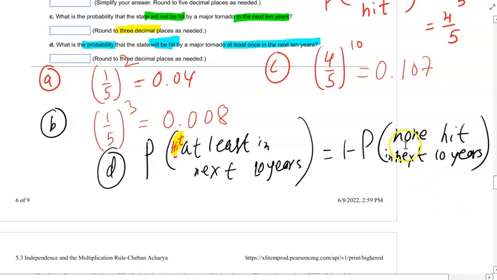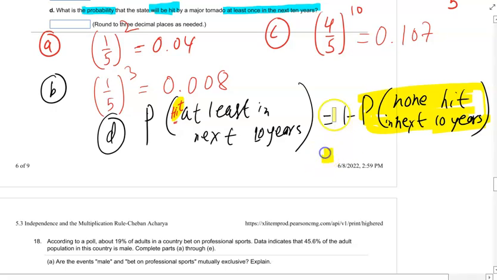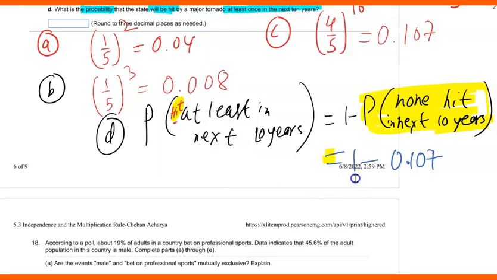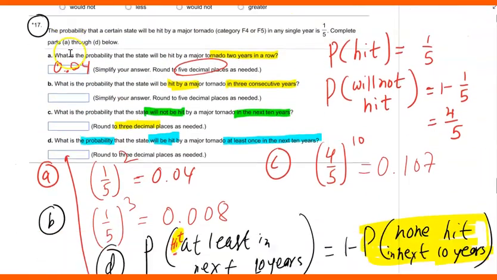What's the probability that none hit in the next 10 years? We just found that in part C. So it is going to be 1 minus 0.107, and if you subtract, you get 0.893. That's the answer for part D of this question number 7.